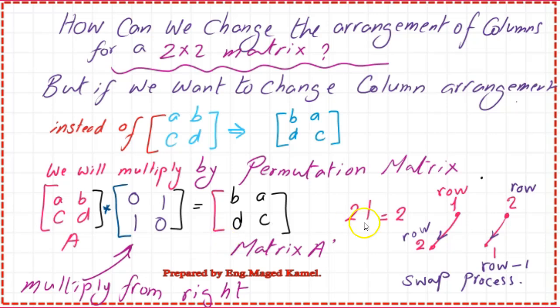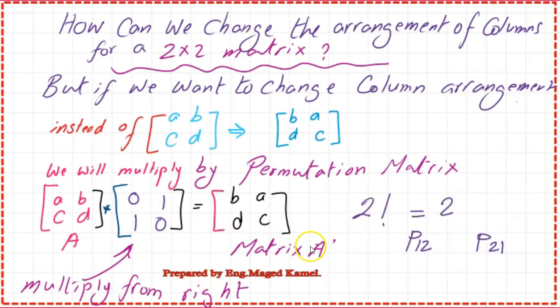How many operations can we do? 2 factorial, 2 by 1. B12 is the normal way where the identity matrix is arranged 1, 0, 0, 1, while B21 is the situation of the permutation when we replace the second row to become in lieu of the first row. We'll check the next slide.